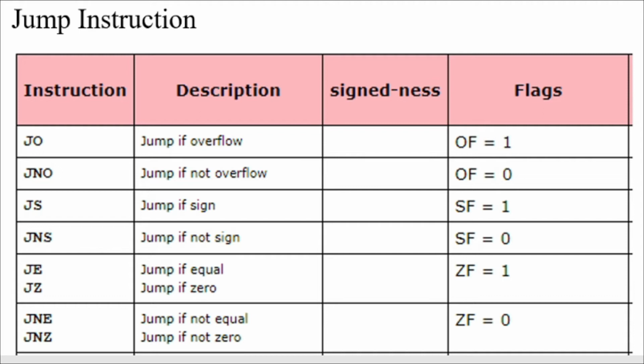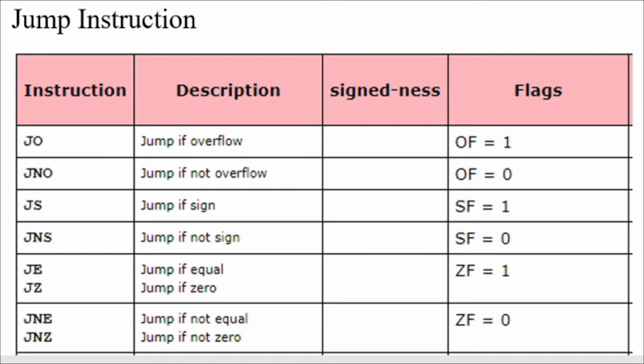Be talking about the jump instruction. So there are a lot of jump instructions, and we will look at them here one by one in this video. So the first one is the JO jump instruction. So JO means you jump if it's an overflow. Okay, so if the overflow flag is set to 1.